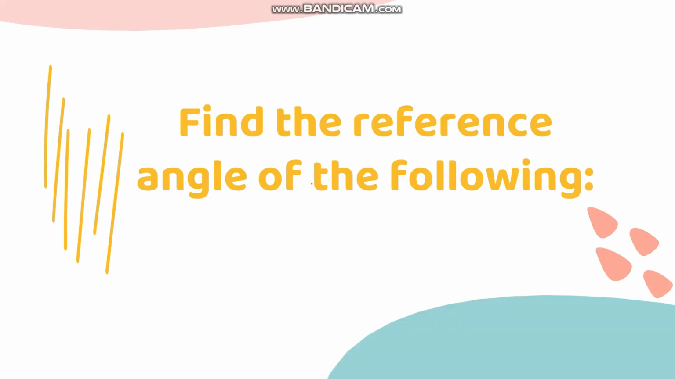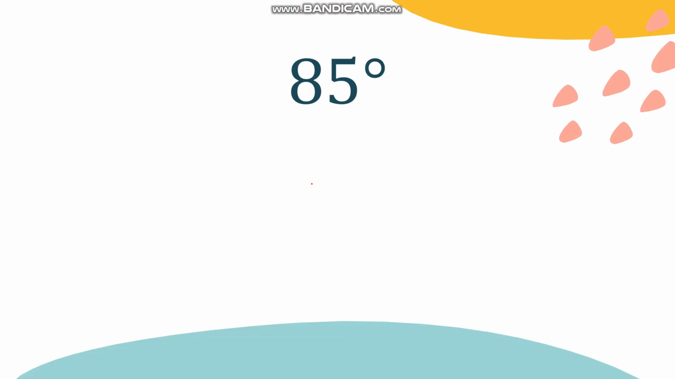Now let's try to find the reference angle of the following. First, we have 85 degrees. In order to identify the reference angle, you should be familiar with the degrees in our Cartesian plane. Let me quickly illustrate so that you can have an idea. This is 0 degrees. And this part right here, the positive y-axis, is the location of 90 degrees, or in radians, pi over 2.